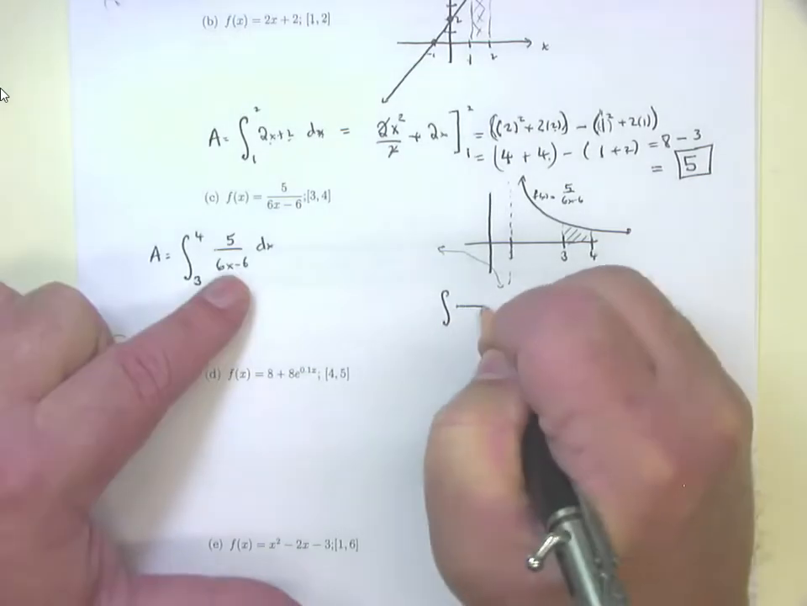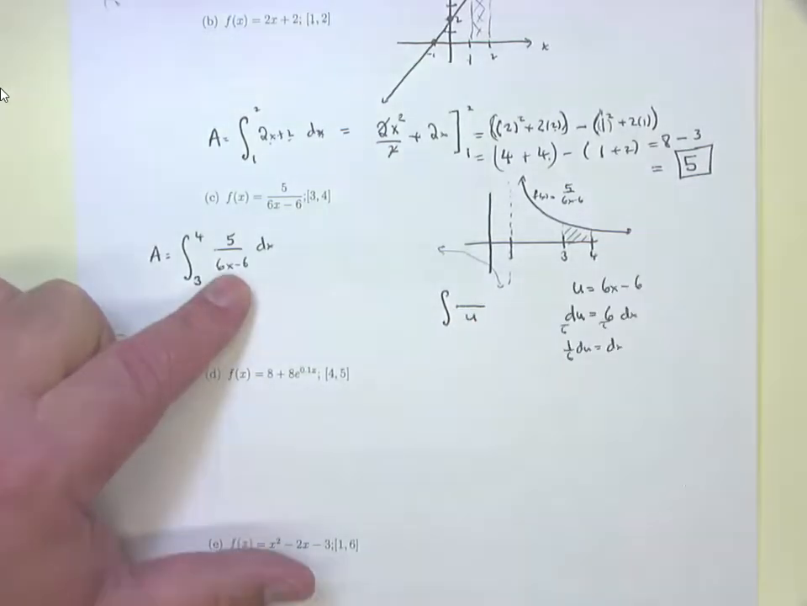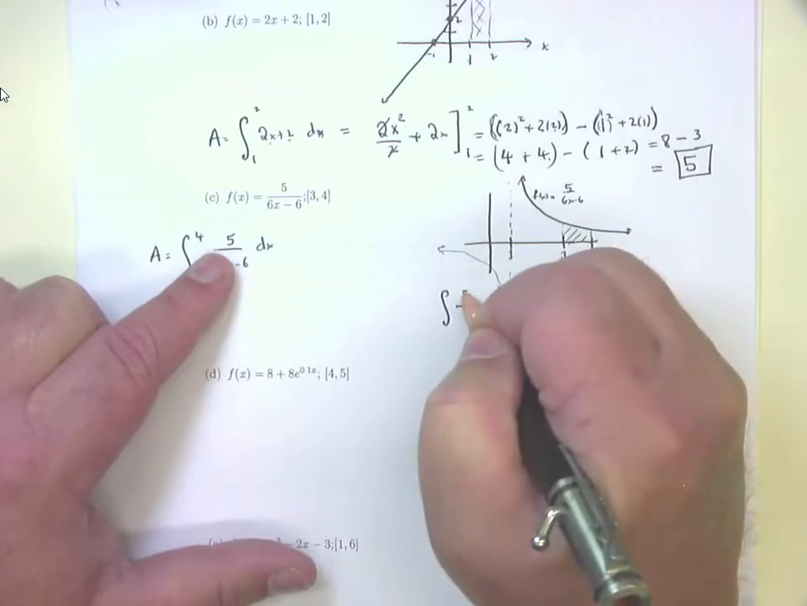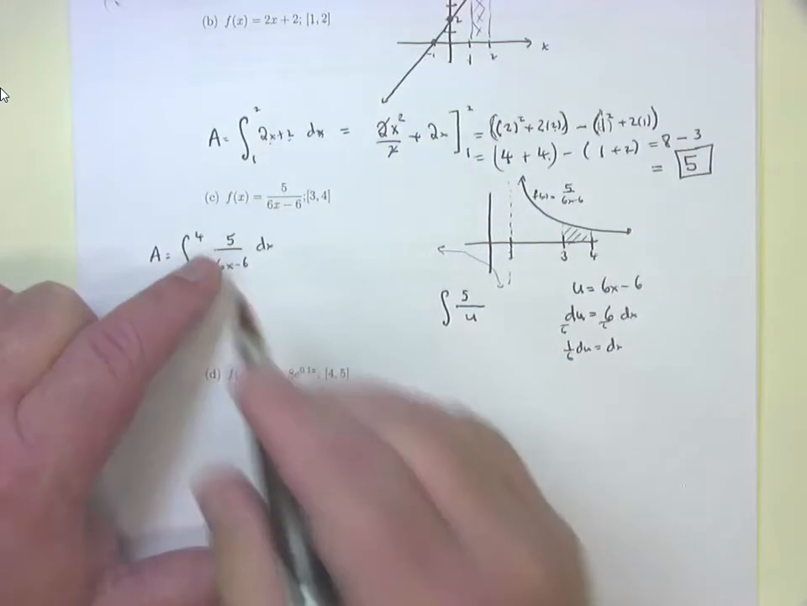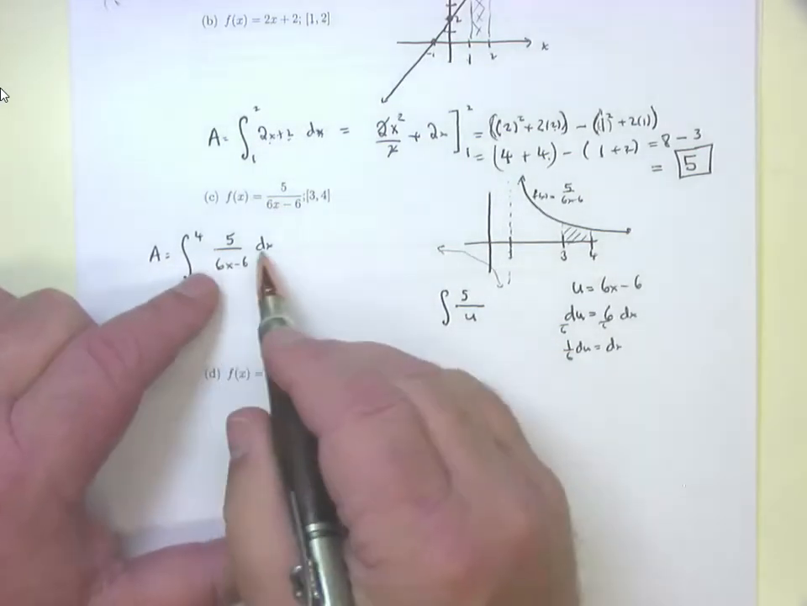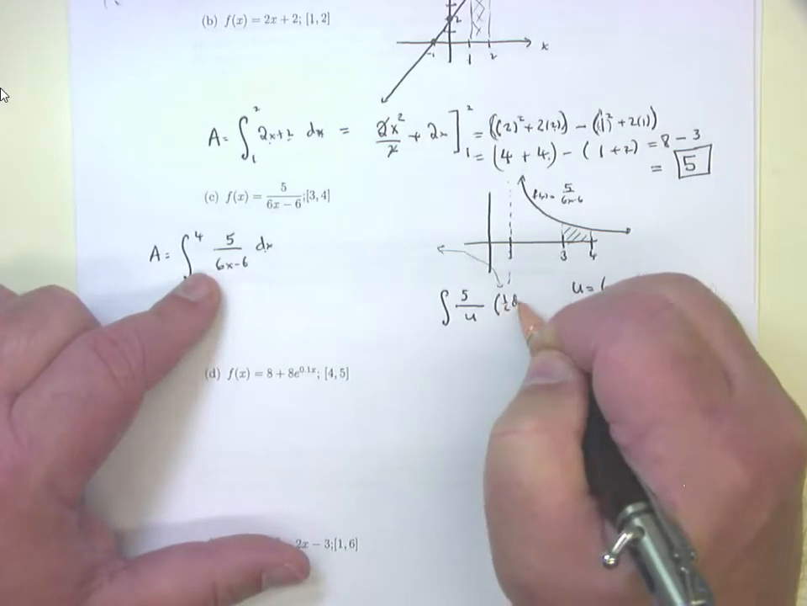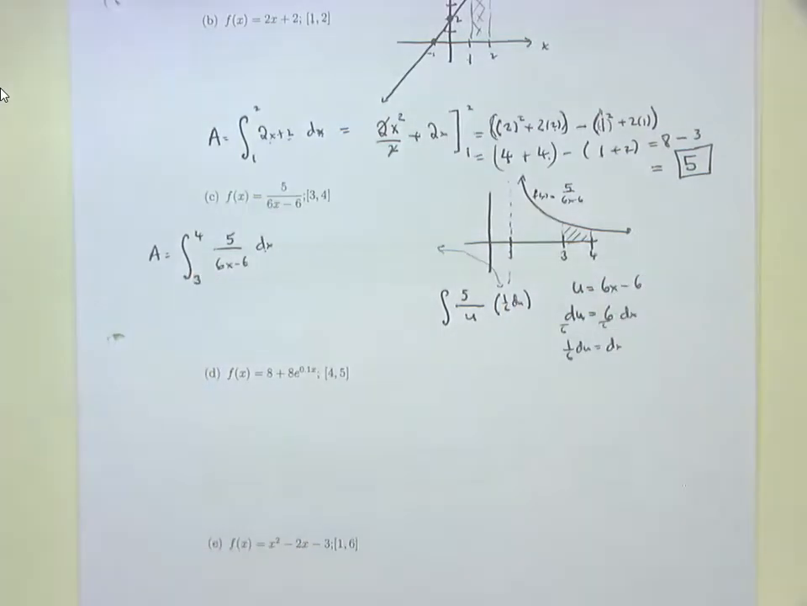This was a division problem, and u is the denominator. You see that 5 on top? It's a constant. What do constants do? They hold over. Leave the 5 there. Constants hold over. This is u, and then you replace the dx. The dx is 1/6 du. Clean it up, and it should turn into a formula that you have memorized.